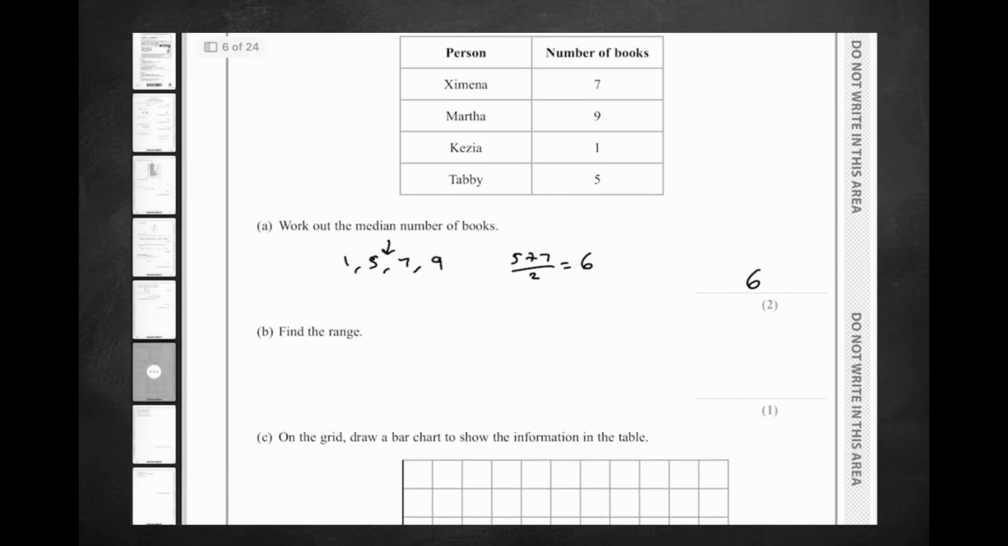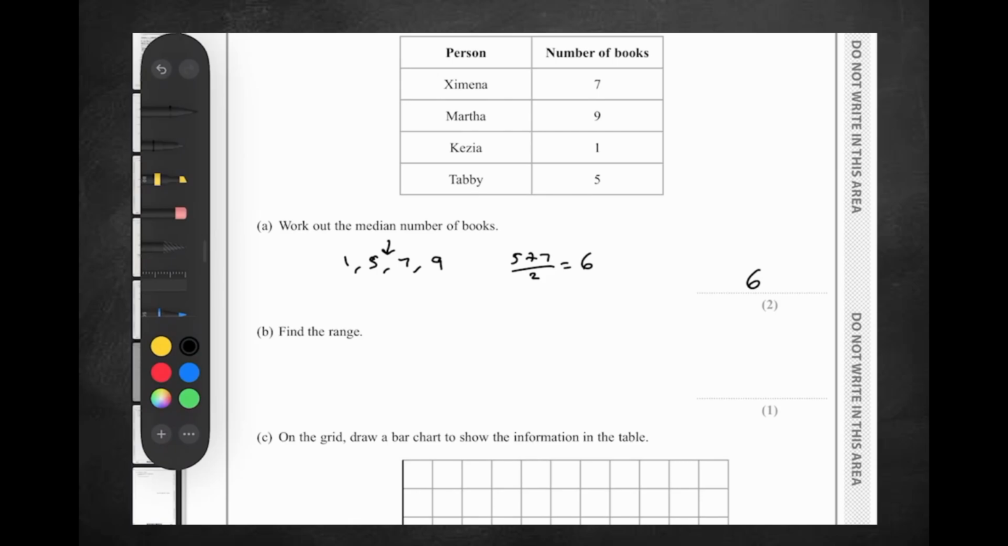Part B, find the range. That is going to be the highest number minus the lowest number. So 9 is the highest, 1 is the lowest. That's going to be 8.